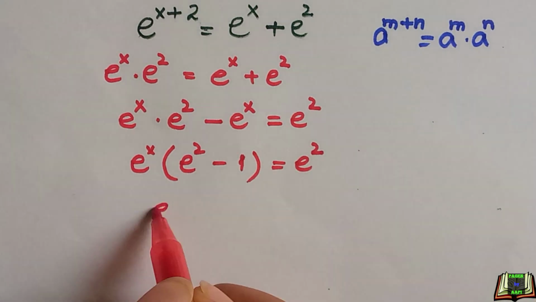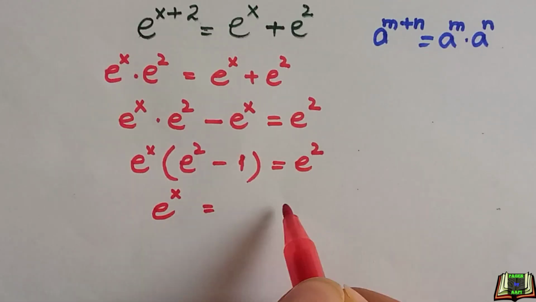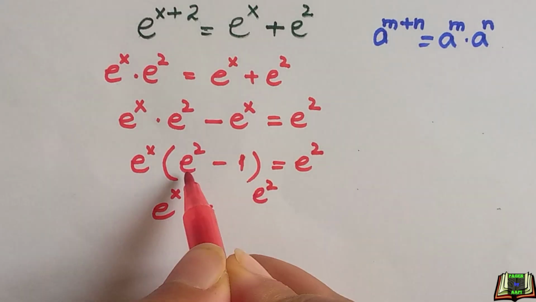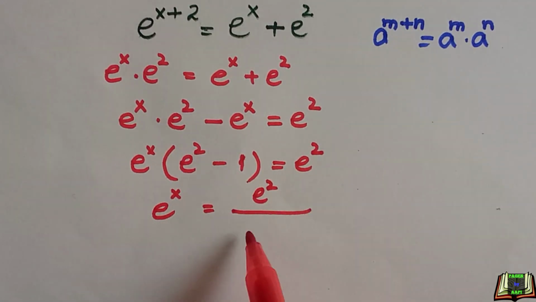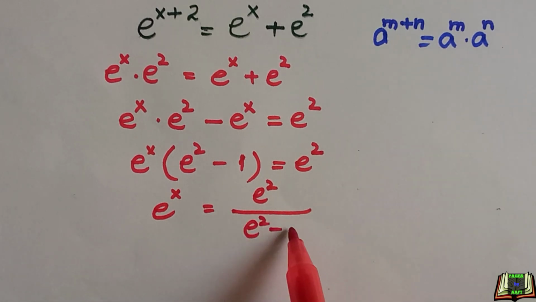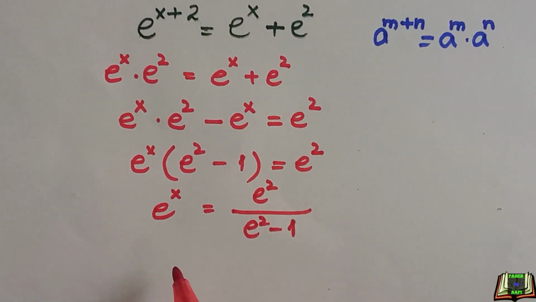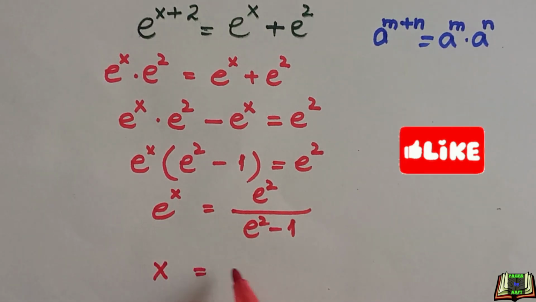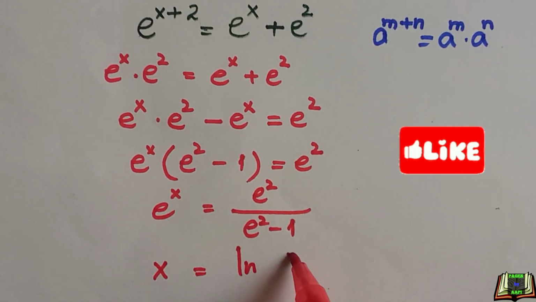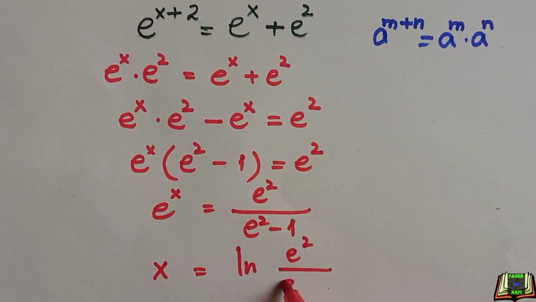E raised to power x will be written as it is, and here e raised to power 2, and this e raised to power 2 minus 1 will be taken to the right hand side, so it will be divided: e square minus 1. As we are supposed to find the value of x, so this power x will be written on base, and this is equal to ln e square over e square minus 1. This is the required value of x.